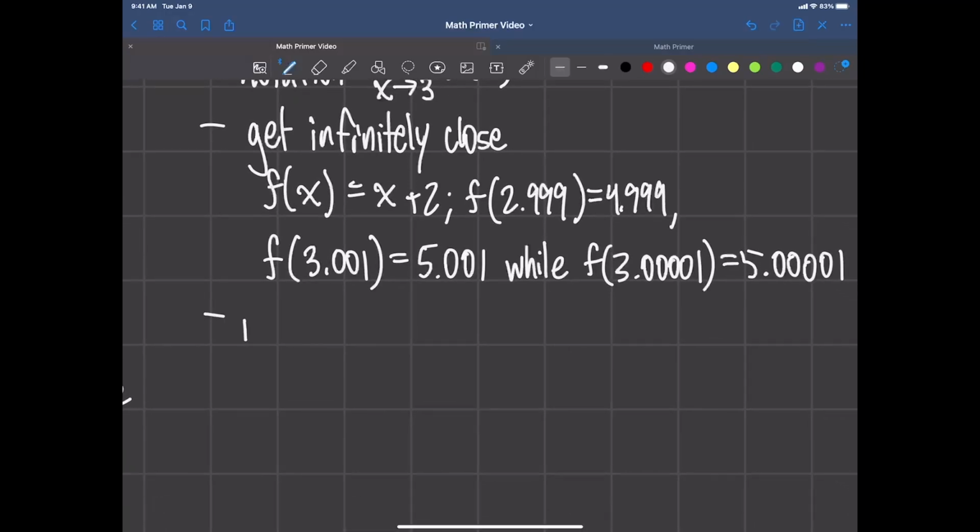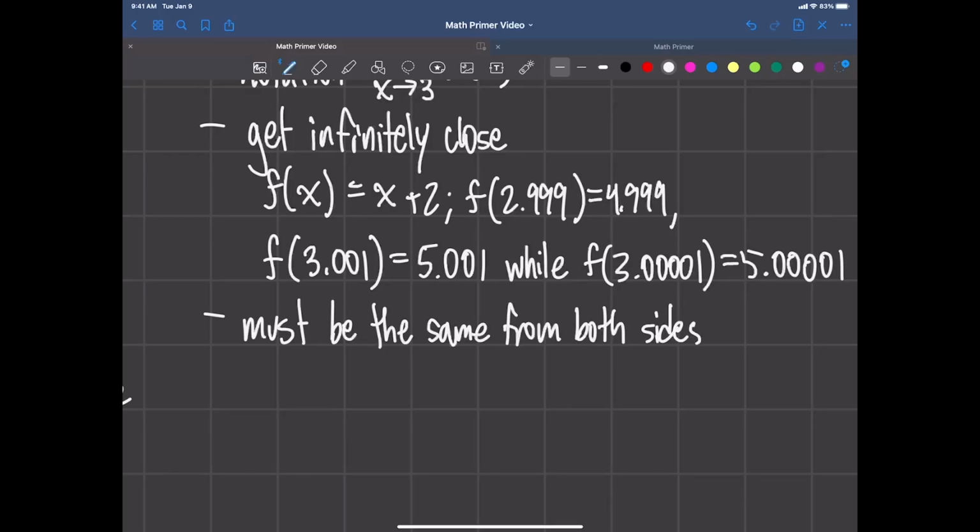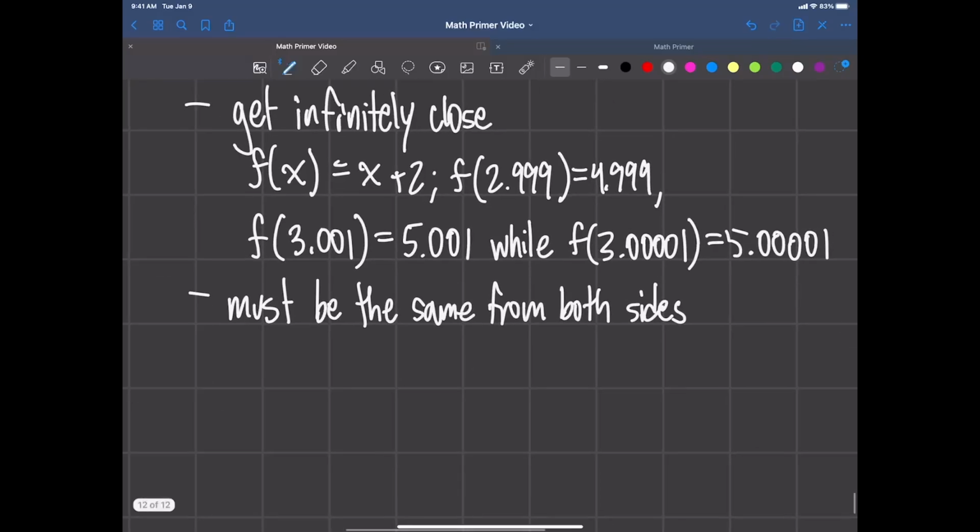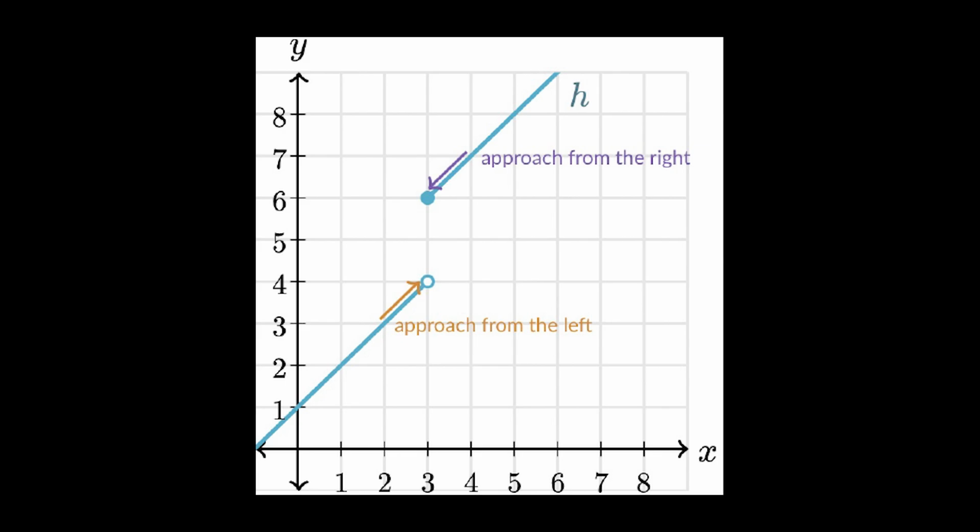A limit must be the same from both sides. If it isn't, we say that the limit doesn't exist. Here's an example of the limit not being the same from both sides. Here the limit doesn't exist.